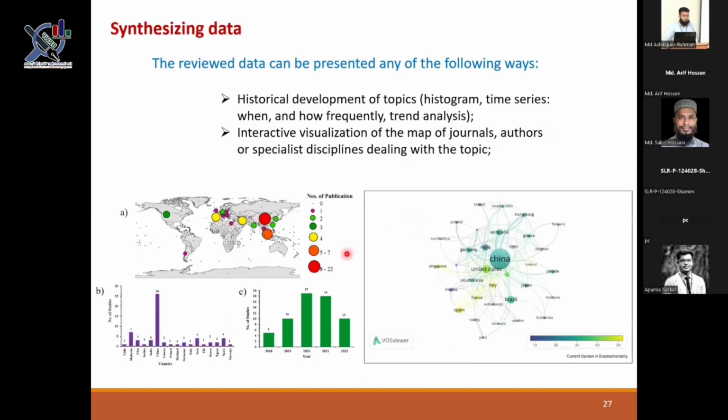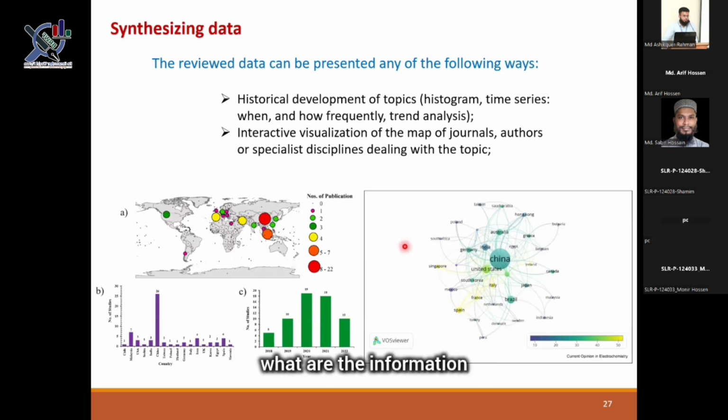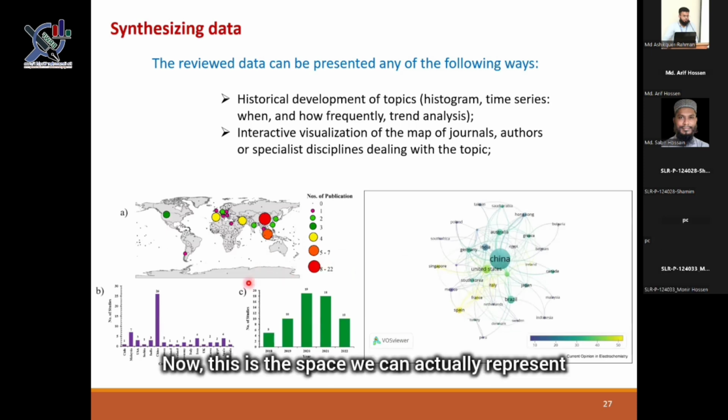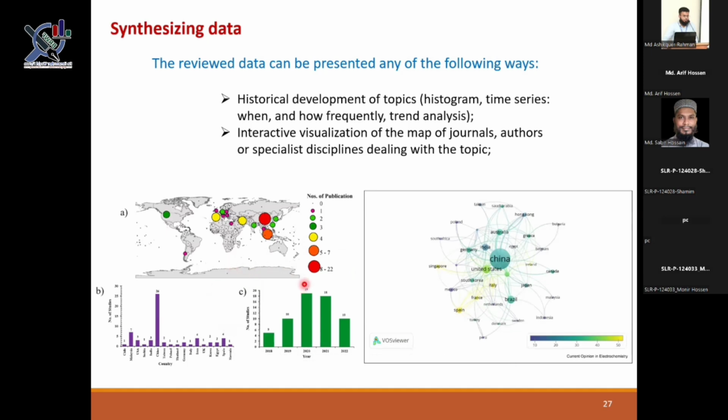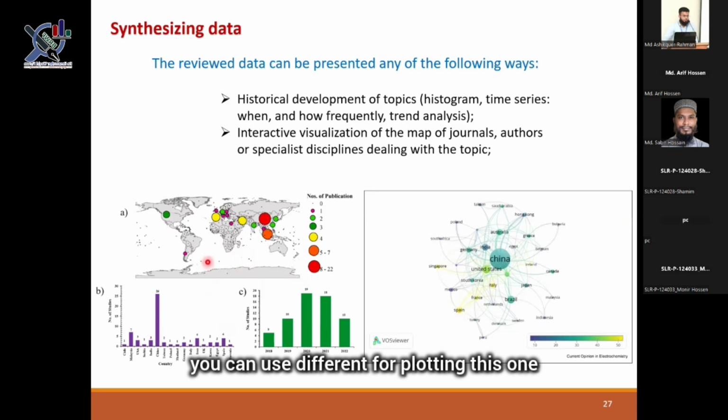I'm repeating, we are still not at the result section. In the result section, we can obviously include that, but here we are not describing the information. This is the space where we can represent our literature search documents or the number of documents. In the first figure, you can see different continents, and you can use different software for plotting this.